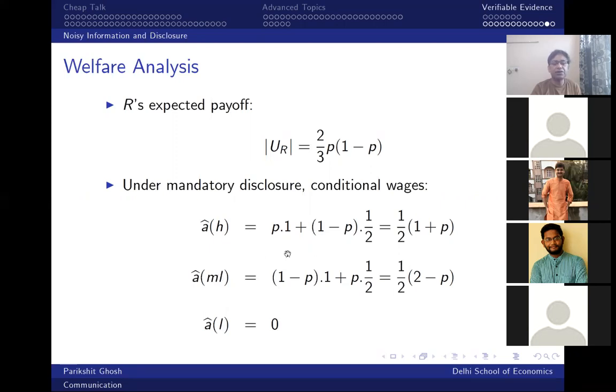Why? Because winning an Oscar means, from Bayesian updating, that this is a high type with probability P and has productivity 1. And not winning an Oscar means it's a medium type, not a low type, a medium type with probability 1 minus P. And then productivity is half. And here the probabilities are reversed.